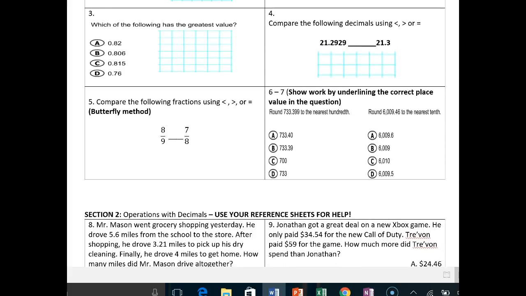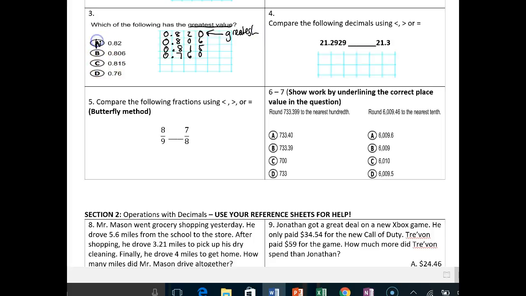Number 3, which of the following has the greatest value? Well, it's basically opposite of number 2, so there's 0.82, 0.806, 0.815, 0.76. Fill in with zeros. Right, the greatest value, the one that has the most: 820, 806, 815, 760. 820 has the greatest value.